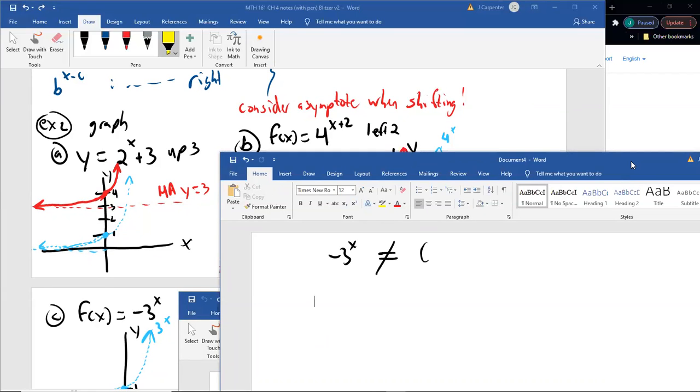This is not the same thing as negative 3 to the x. This base is negative because the negative is part of the base. This base is positive because that negative is not part of the base. It's just in front of it. The negative in the first one is a reflection. This right here, we won't even see in this course.